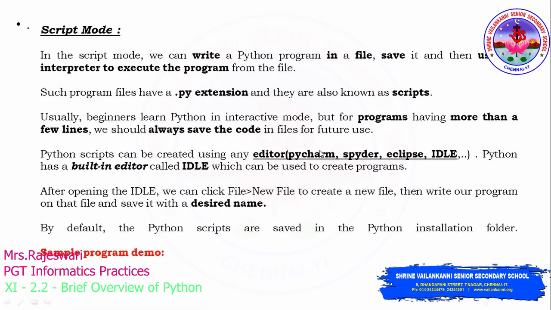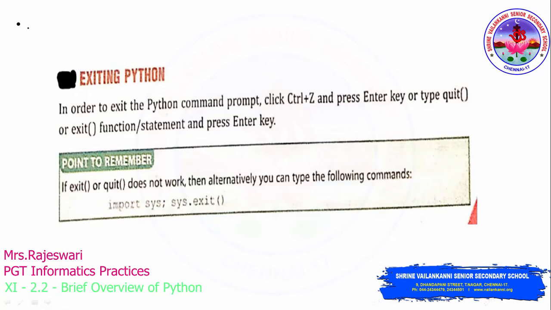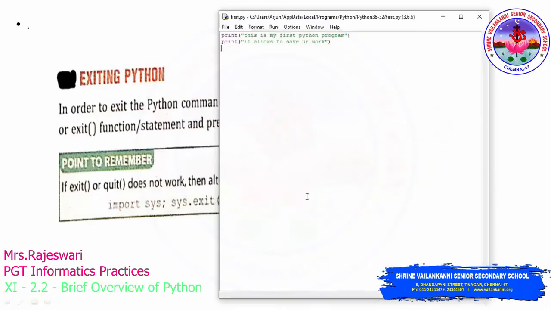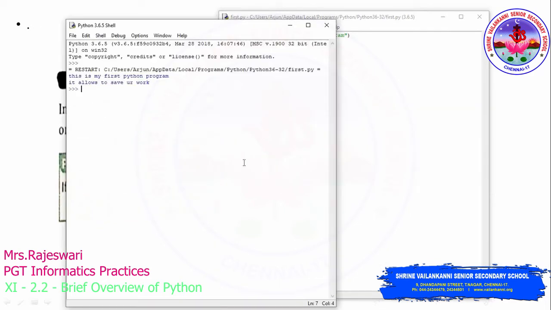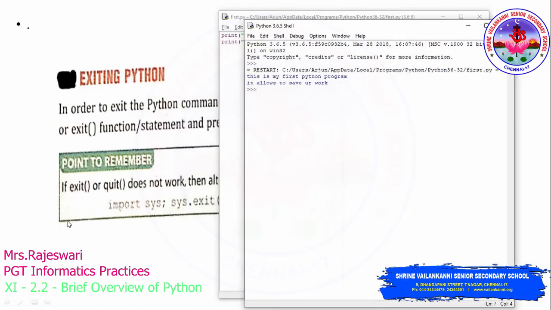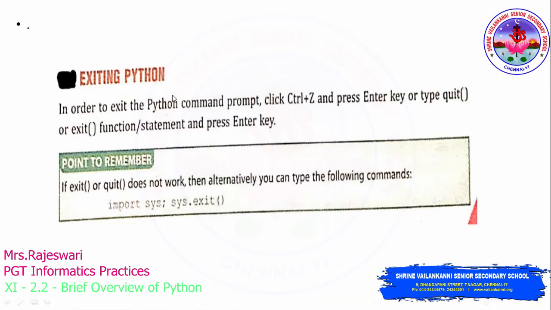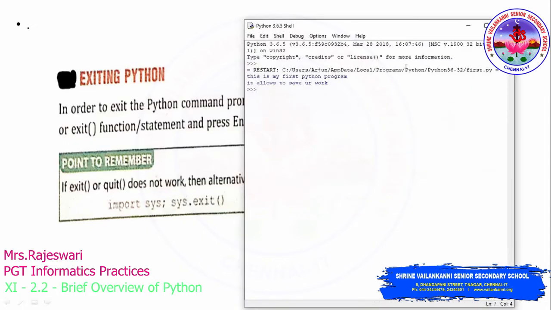Clear? Now let us see the other things regarding Python. How to exit from Python? To exit, you can directly use the close button, or you can type the exit function. I'll tell you how to type the exit function. Just a minute. Okay. To exit from Python, you can type quit or exit, and if you press enter, immediately your Python window, the Python command prompt or the Python shell gets closed, or you can directly click on the close button.